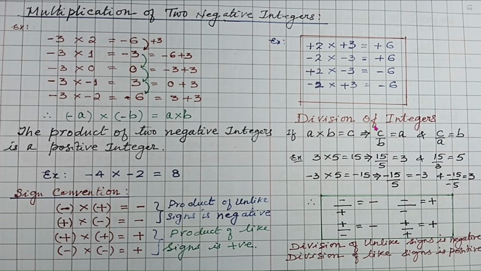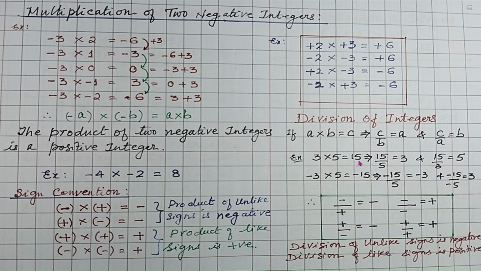Now let us consider the division of integers. When we multiply an integer a with b, we get c, which is also an integer. That means this is the very important closure property of multiplication, which holds for the set of integers. Now for a multiplication statement, we have two division statements, that is c divided by b is equal to a, or c divided by a is equal to b. Now we can use these operations to understand the division of integers with different signs.